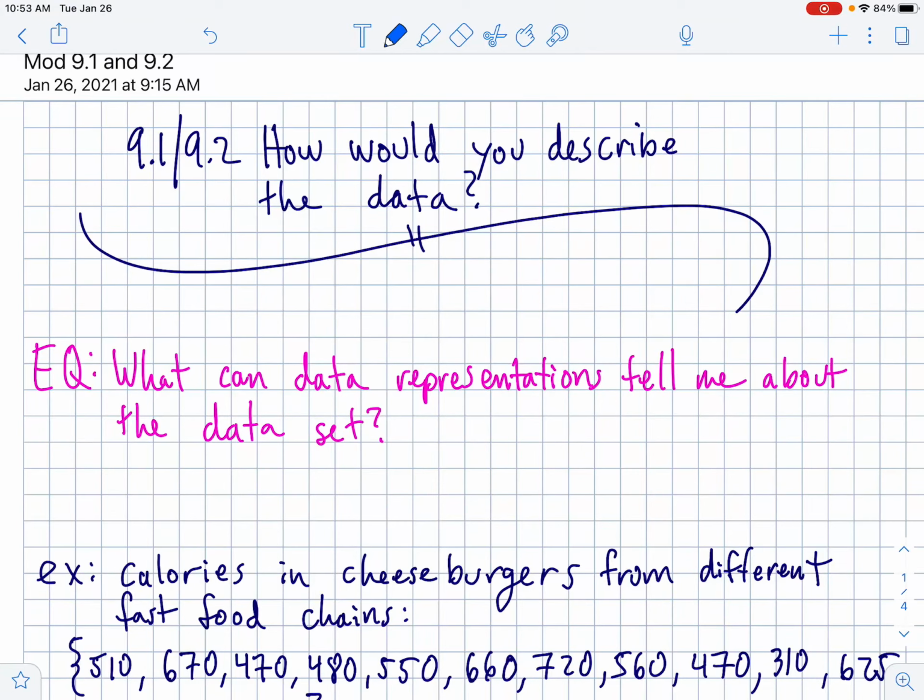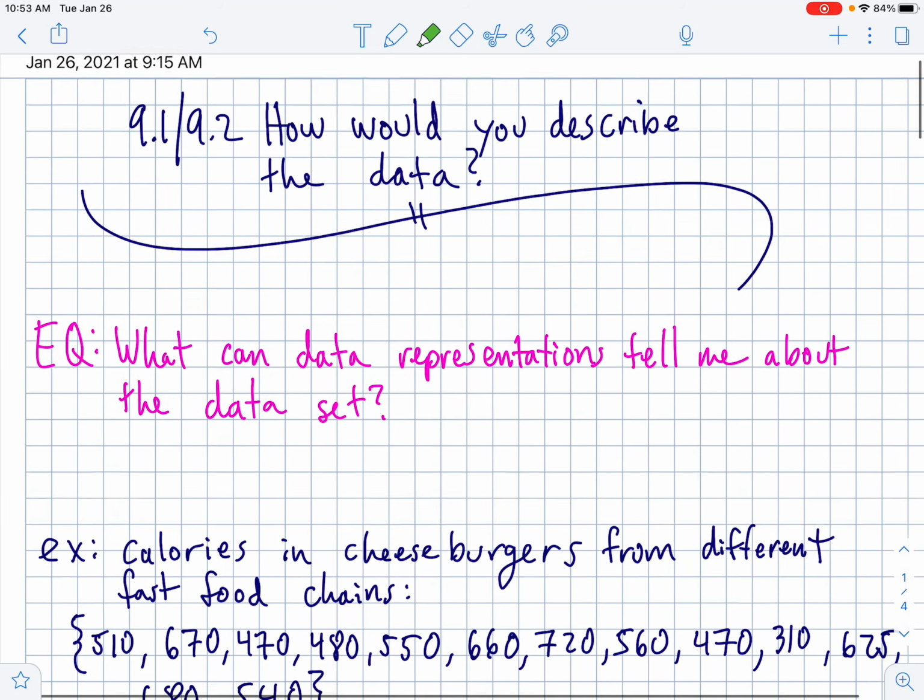All right, AGS1. Today we're going to talk about section 9.1 and 9.2, and we're mainly going to talk about how you would describe data sets. So we're going to be taking raw data, putting them in different representations, and then talking about how you can describe those with new vocab. Essential question of the day: what can data representations tell me about the data set?